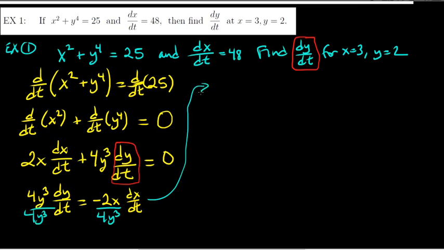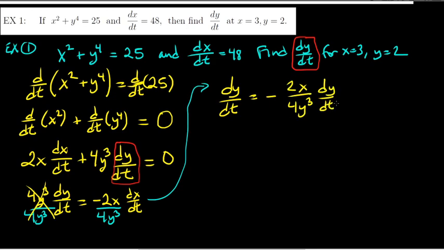And then we'll go up here. So these cancel, and so the derivative of y with respect to t is going to be negative 2x over 4y cubed times the derivative of y. And of course we can cancel the 2's here, so this is just negative x over 2y cubed times the derivative of y. Oh, sorry, the derivative of x.